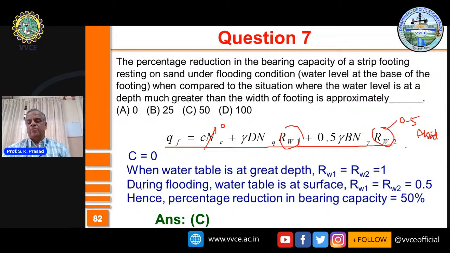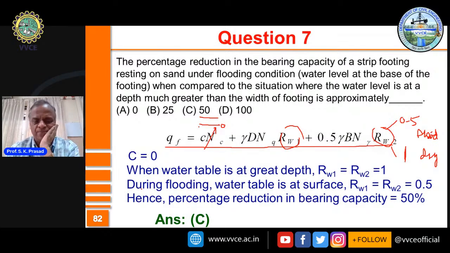On the other hand, when soil is in dry condition, under normal circumstance, the value of RW1 and RW2, both of them will be 1. So QF, when it is dry, will be gamma D and Q plus 0.5 gamma B and gamma. QF, when it is flooded with water, will be 0.5 gamma D and Q plus 0.25 gamma B and gamma. Therefore, please read the question carefully. The reduction in bearing capacity when it is flooded, when compared to the situation where the water level is at great depth, is 50%.